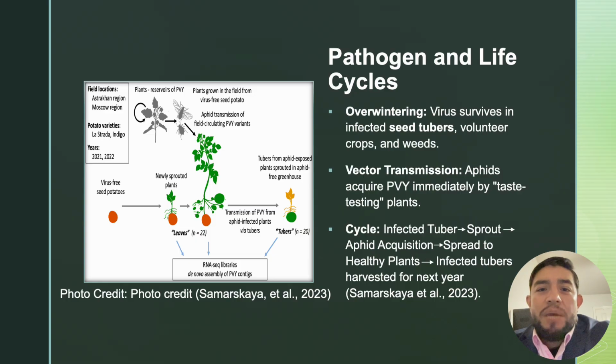They exhibit a behavior called taste testing, where they probe a leaf for just a few seconds to see if it's suitable. Because PVY resides on the stylet, that brief probe is all it takes. An aphid can acquire the virus from an infected weed and transmit it to a healthy potato plant almost instantly. This rapid transmission cycle is what makes the virus so explosive in the field.